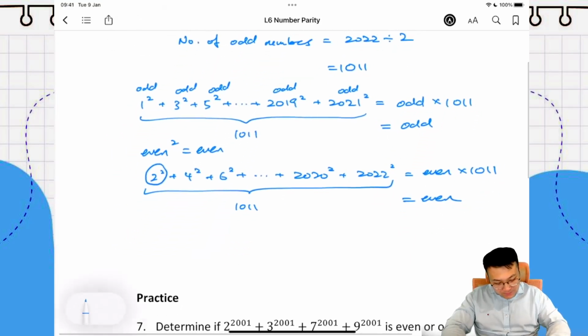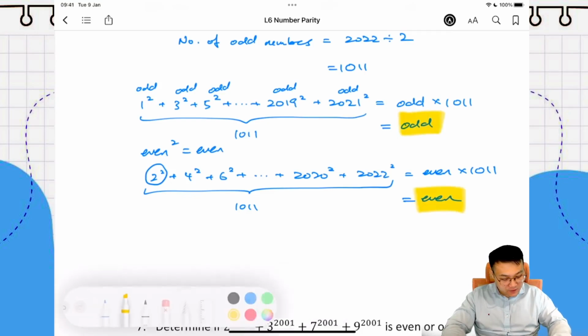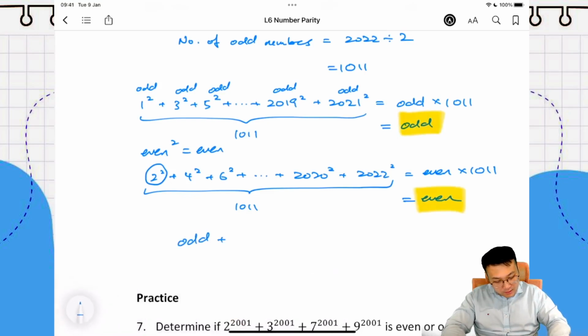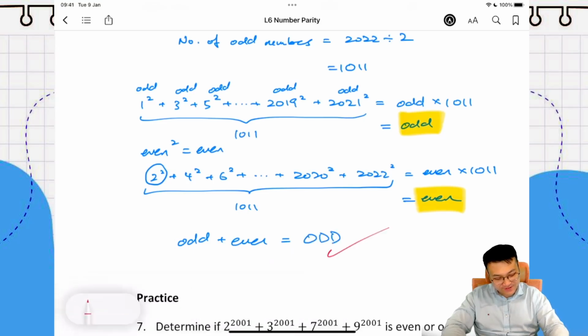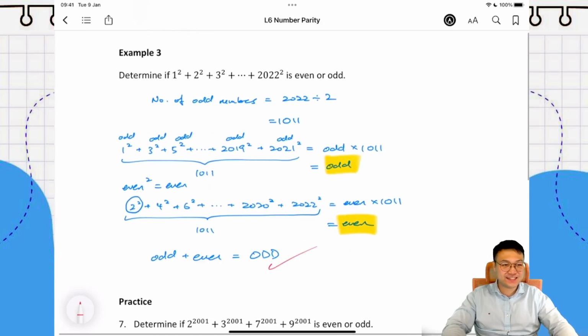So the outcome from all the odd numbers is odd. The outcome from all the even numbers is even. You add them all together. What is the final outcome? Odd. There you go. All right. Thank you, Jin Yi. Well done.